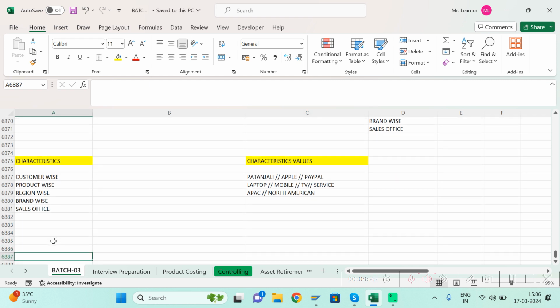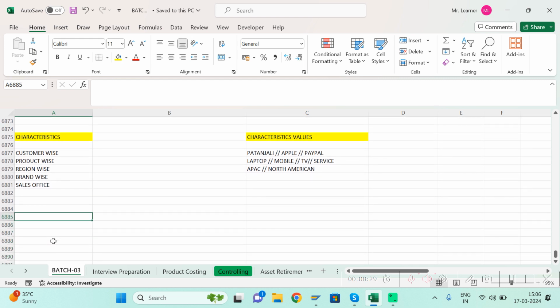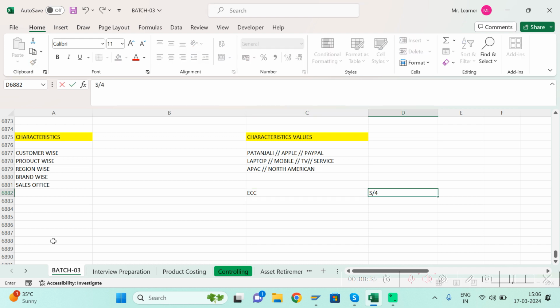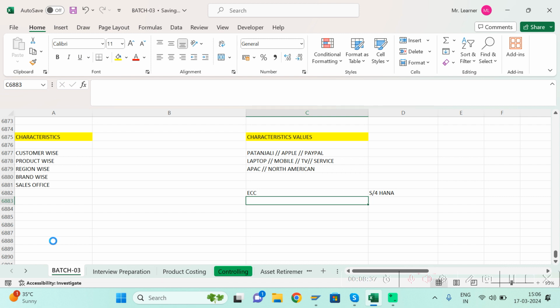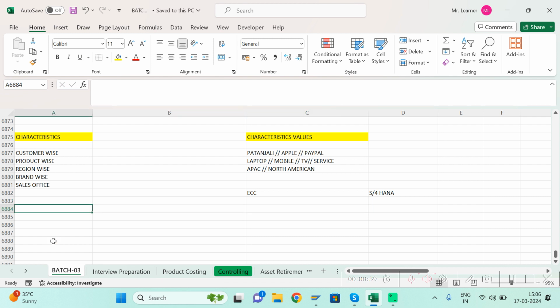Okay. Now once you understand what characteristics and characteristics values are, let us understand what characteristics are given in SAP. Let me put here ECC and S4HANA, because there is a little difference in the characteristics between ECC and S4HANA. So now characteristics are divided majorly into two.